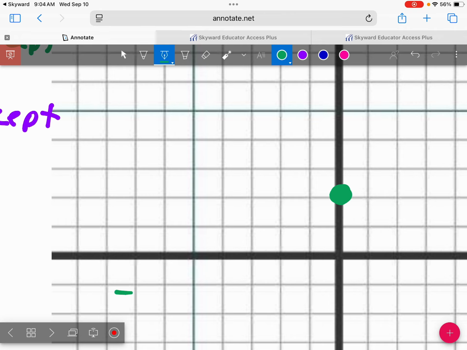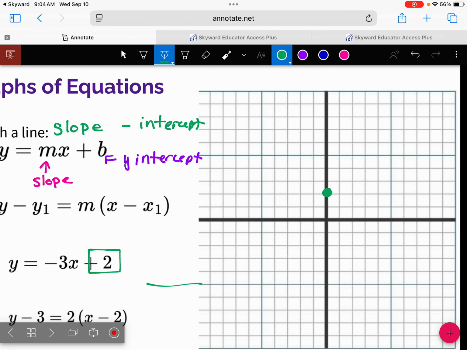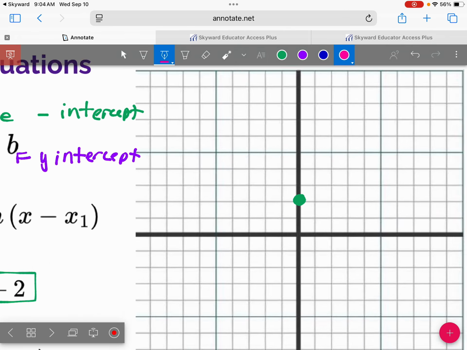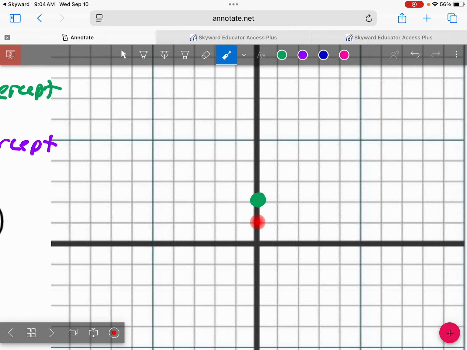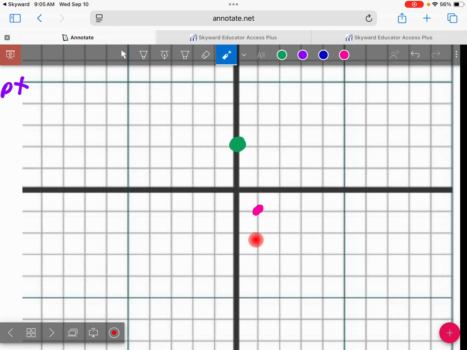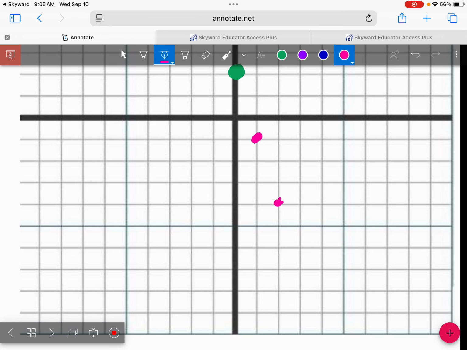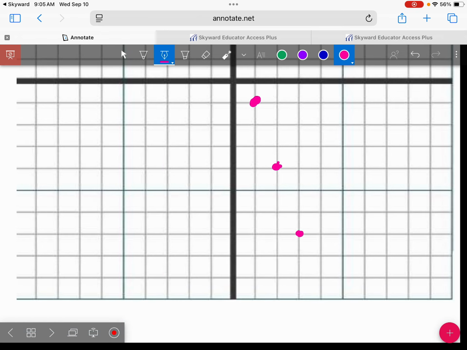And what's our slope? Negative 3. How do I move with the slope of negative 3? We're going to go down 1, 2, 3, right 1. Down 3, right 1. And then I can do it again, down 3, right 1. I can do it again, down 3, right 1. The more points you put, the easier it is to make a straight line. So I can get this far on my graph going to the right.